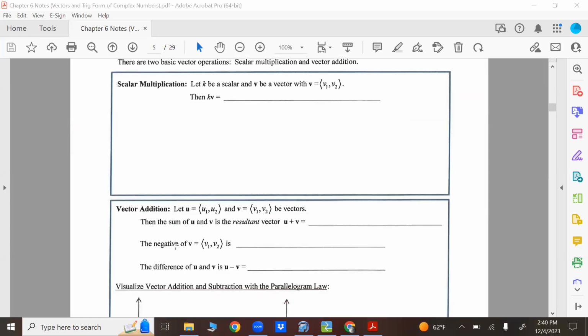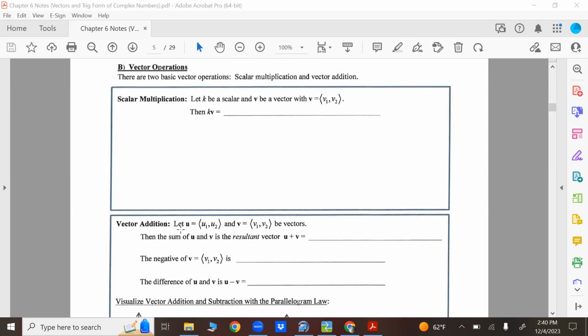Vector operations. This is the part that's more fun. You can scale up vectors or scale them down. K is what we call a scalar, like a coefficient. It's actually distributive, believe it or not. So if I put K on the outside, and here I've got V1, comma V2, then it's just KV1, comma KV2.